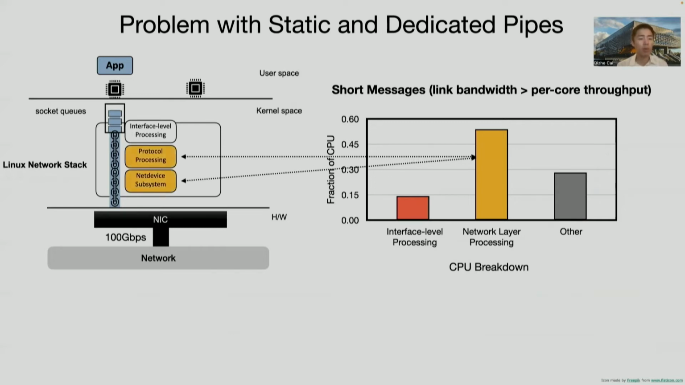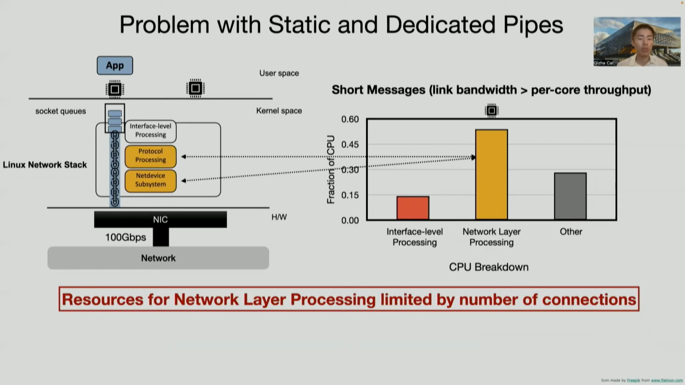The number of cores that can be used for this processing is limited by the number of connections due to the static nature of a pipeline. In this example, all of this processing is limited to a single CPU core since there is only one connection. All of this processing is again limited to a single CPU core due to the static nature of the pipeline, hence limiting the throughput that can be achieved. In general, resources that can be used for network layer processing are limited by the number of connections.